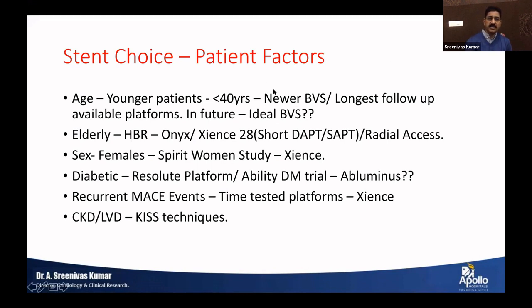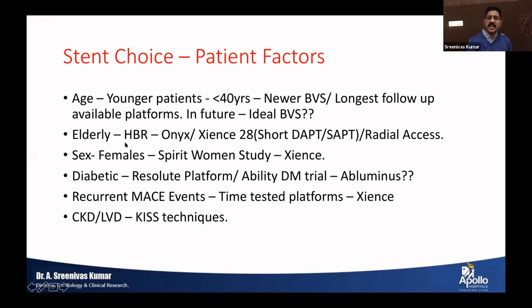Younger patients, probably age less than 40 years. These are the patients where, if the stent struts disappear, it is good. And these are the patients where there may also be less chance of thrombosis. So newer BVS platforms with thin stent struts could be useful. But if it was not available before, probably we were using the longest follow-up studied platforms like Xience and Resolute in these younger patients. But ideal BVS could be a solution in these patients.